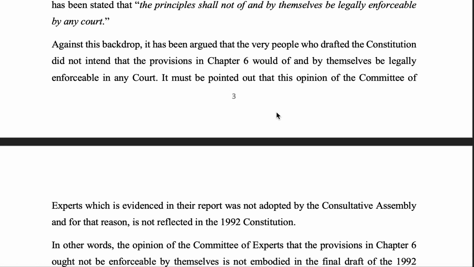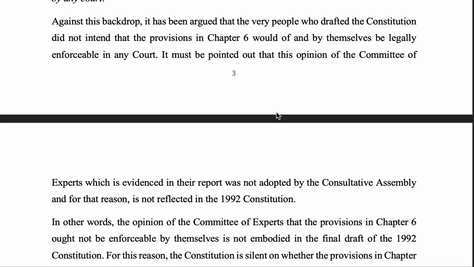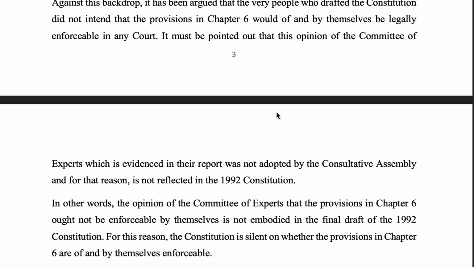And I proceed to read the answer. Against this backdrop, it has been argued that the very people who drafted the Constitution did not intend that the provisions in Chapter 6 would of and by themselves be legally enforceable in any court. It must be pointed out that this opinion of the Committee of Experts, which is evidenced in their reports, was not adopted by the Consultative Assembly, and for that reason, it is not reflected in the 1992 Constitution.